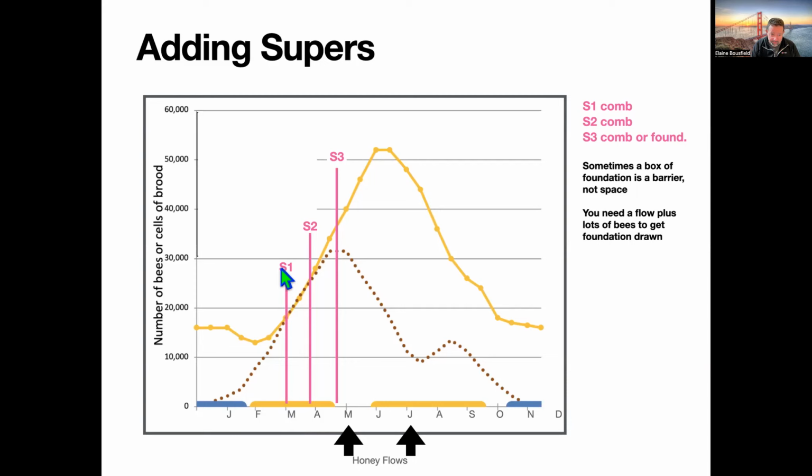And that first super needs to be comb. It needs to be drawn comb, not foundation. They sometimes see a box of foundation not as space but as a barrier, and they'll throw up swarm cells before you know it and be off in the trees, even in early spring, because they haven't been given enough space. So this is the value of drawn comb.